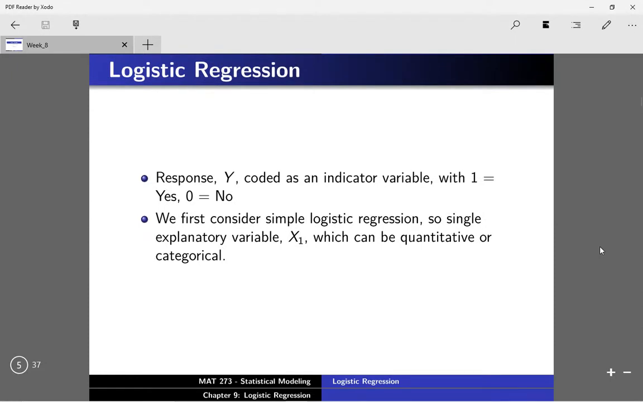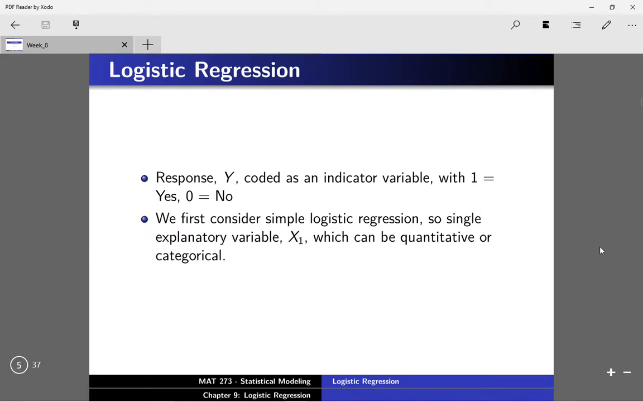Okay, so for logistic regression, we still have y denoting our response. And this is going to take on values of 0 or 1, where we have 1 represent the reference category. So sometimes yes, and 0 being no, although it doesn't always have to be yes or no with yes being 1. You could have no be represented by 1 and yes be 0. It just depends on the setting, the context, and what exactly you want to model.